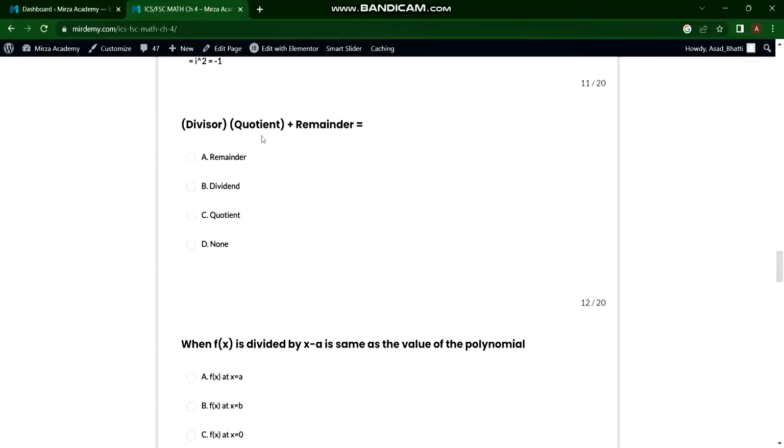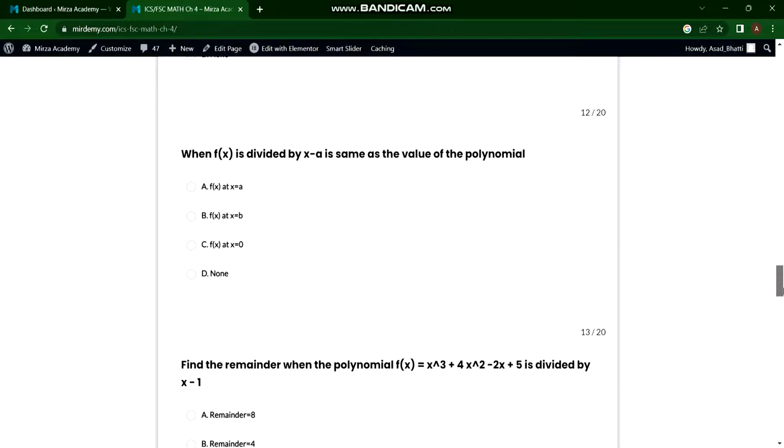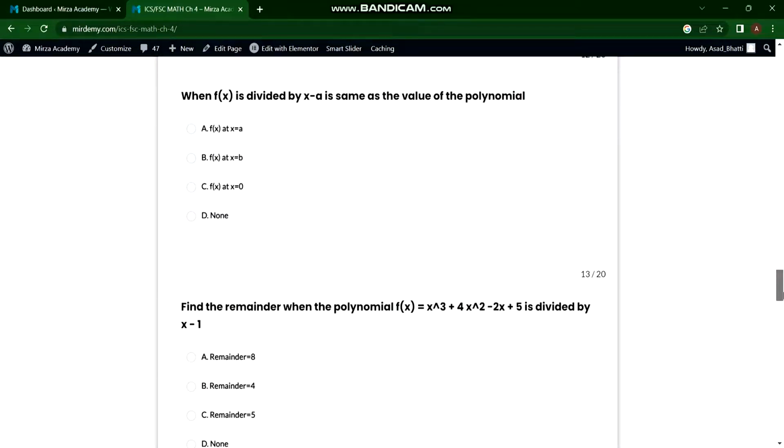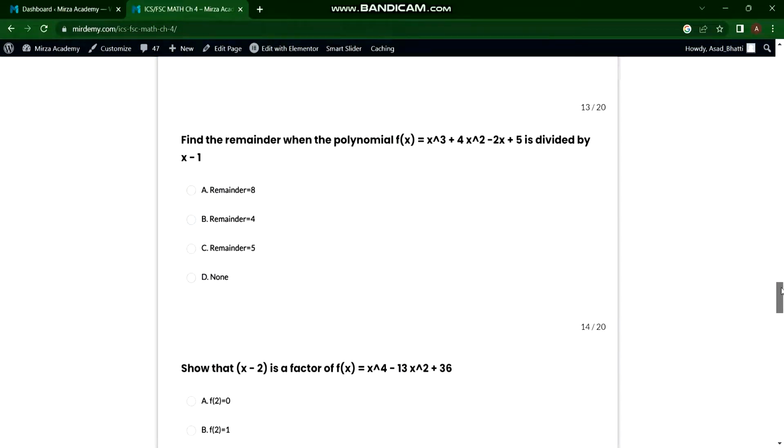Divisor multiplied by quotient plus remainder is always equal to dividend. The next MCQ: when f of x is divided by x minus a, the remainder is the same as the value of the polynomial f of x at x is equal to a. So A option is correct.